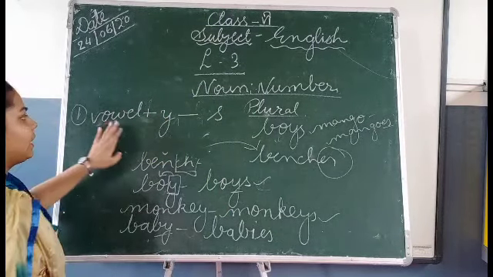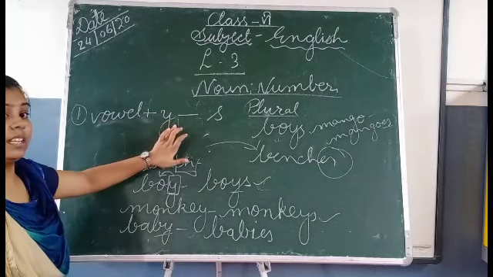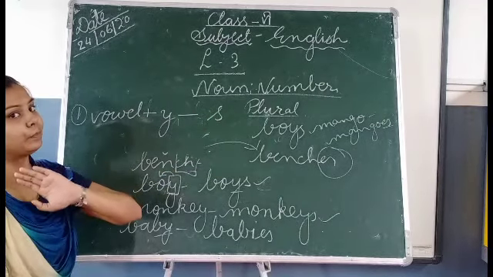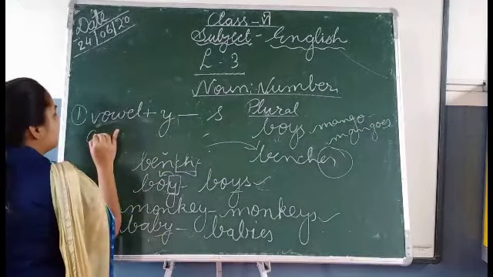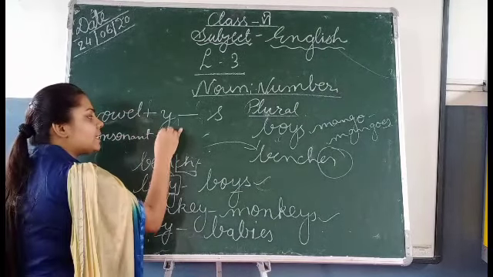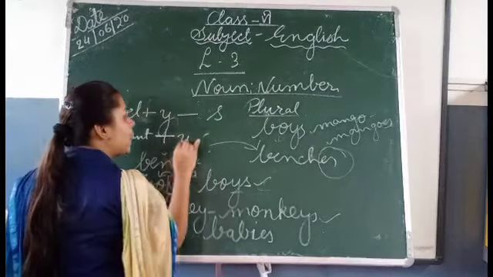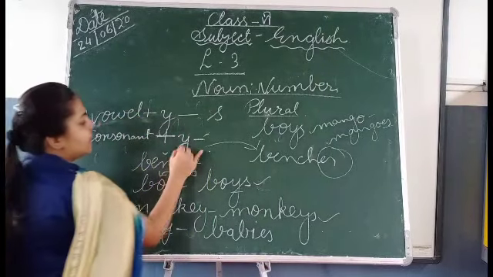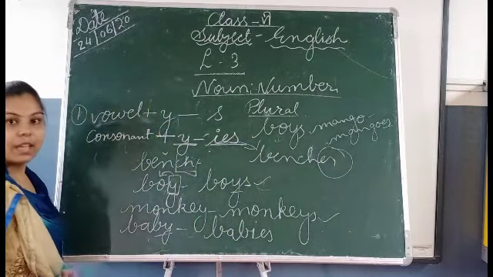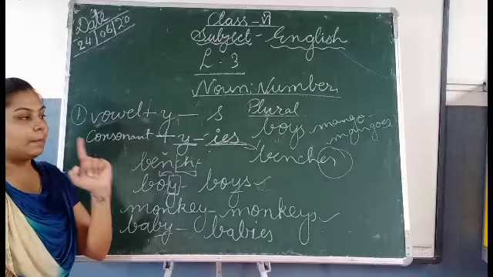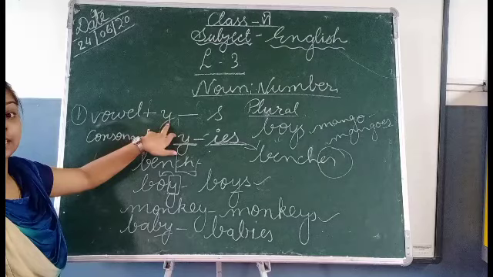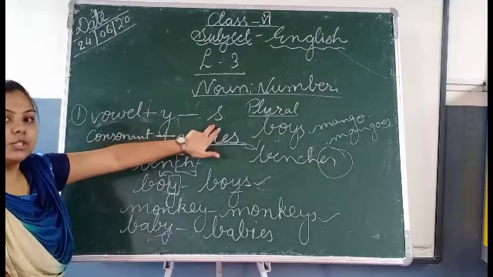Understood? If there is a vowel and after the vowel there is Y, then in that case we will use S to change it to plural. And if there is any consonant and after the consonant there is Y, then in that case this Y will change to I and we will add ES. Understood what is the basic rule? If there is any vowel and after the vowel there is Y, then we will add S to make it plural.